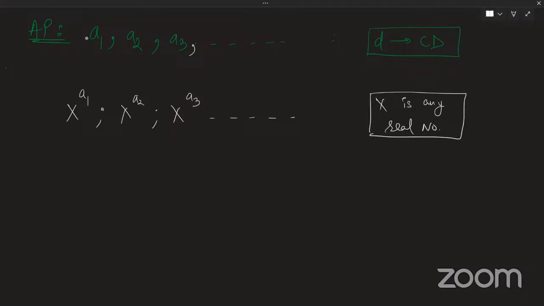A1, A2, A3, A4 were numbers in AP. I have raised those numbers to any real number. It will become a GP, sir. Correct. Absolutely correct. So it will become a GP. And what will be the common ratio of the GP?